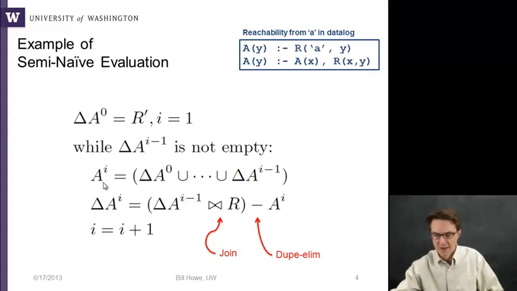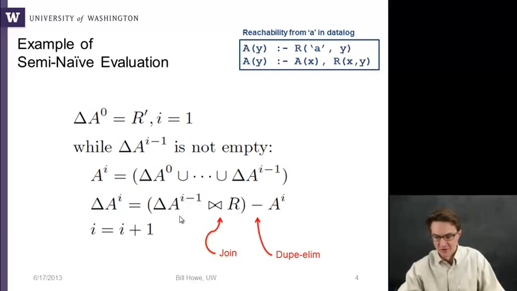Okay, so while we're finding new things, let's call A_i the union of all the deltas that we found previously. At iteration 0, union with iteration 1, union with iteration 2, and so on. If you're not familiar with this notation, think of it as concatenation in a programming language, except you're also going to remove duplicates.